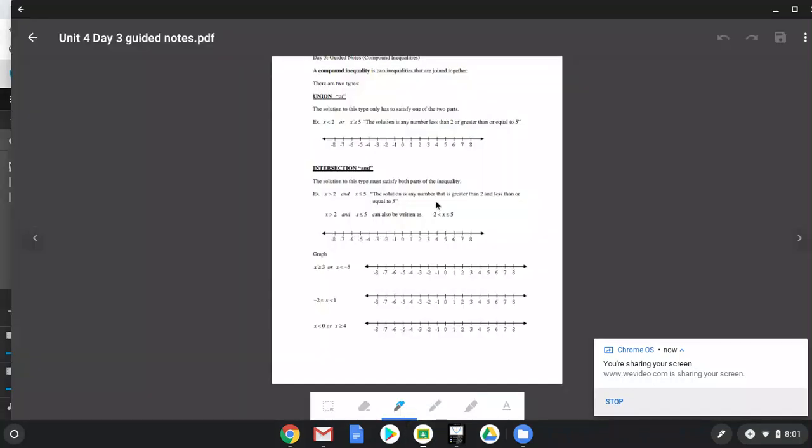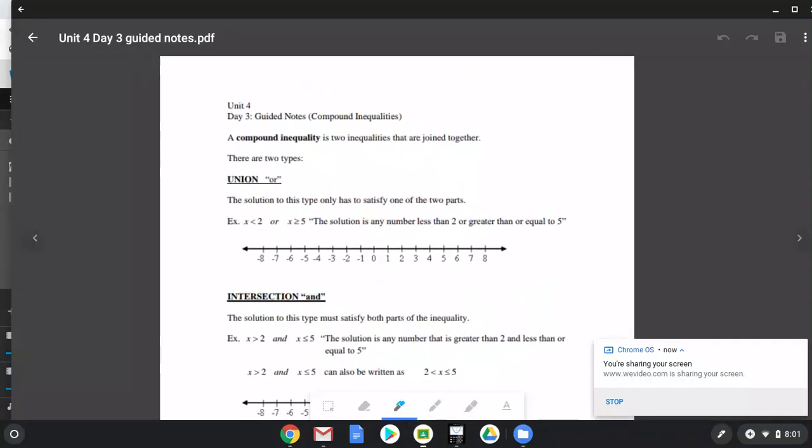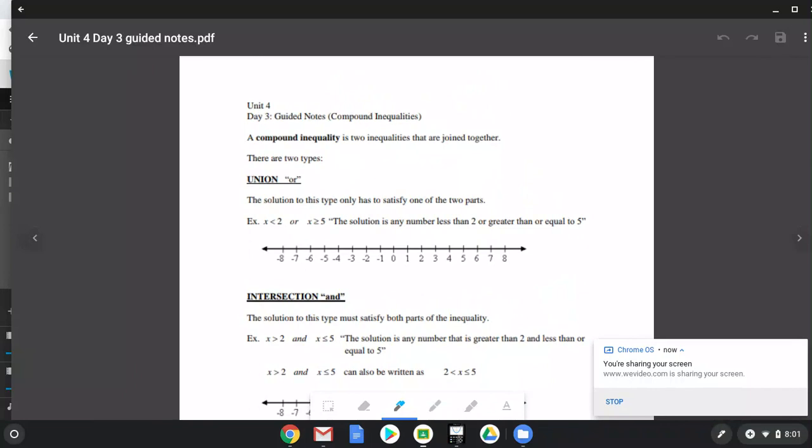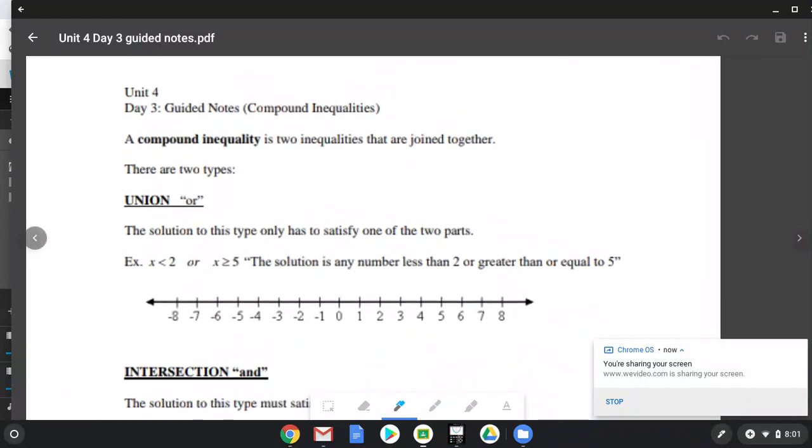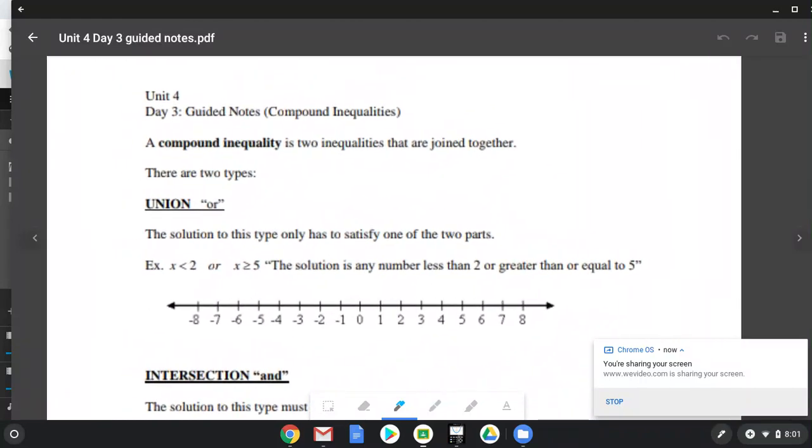All right, we're back at it. Unit 4, Day 3 today. We're going to go a little bit deeper into inequalities. We're going to do some compound inequalities, which means that there's two inequalities at one time, and they're joined together. So that's the beginning here.